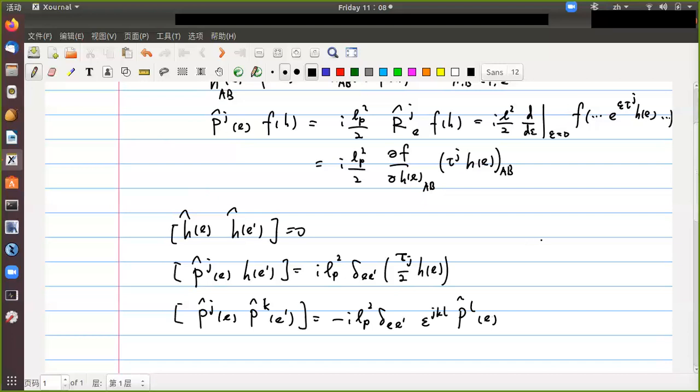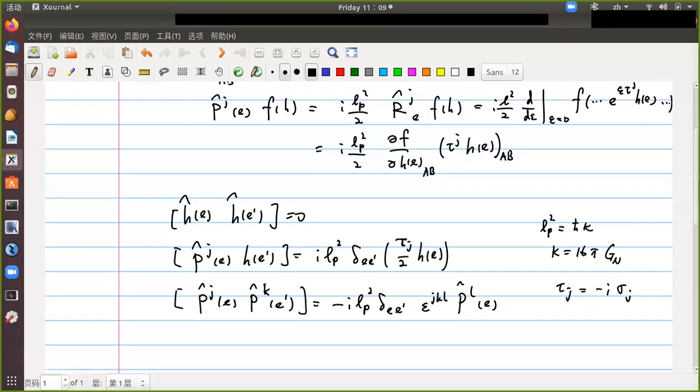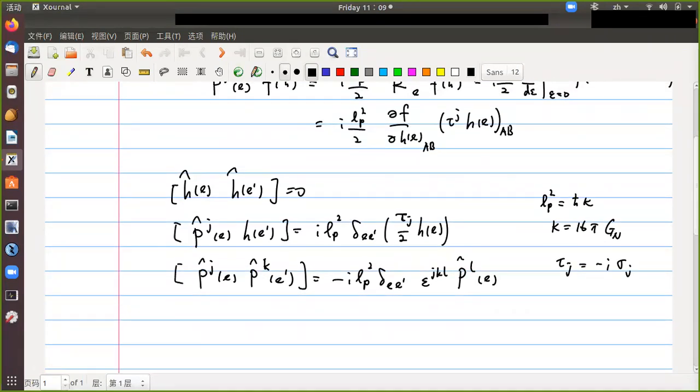Okay, so here just to remind you of our convention. l_P squared is h bar kappa, and our kappa is 16 pi times G, the Newton gravitational constant. And then here tau_j is minus i times sigma_j, where sigma_j is a Pauli matrix. And these commutation relations, if you compare with our previous Poisson bracket between holonomy and flux, you find this commutation relation is just a quantization of the Poisson bracket. So that's why we say this is the quantum holonomy flux algebra.